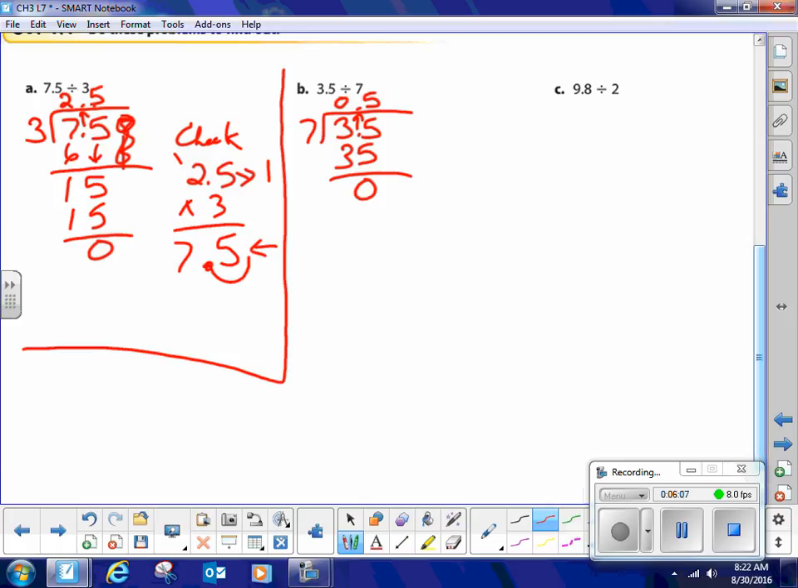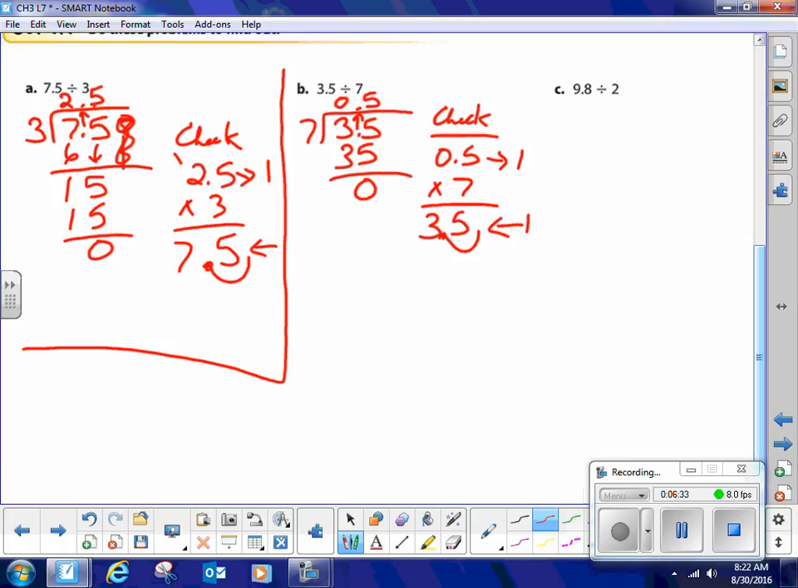So we see that 7 divides into 3.5 0.5 times. To check that math again, we have 0.5 times 7. Okay, and we find out that that is 35. We got to give it 1. Right? Excellent. Okay, last one.